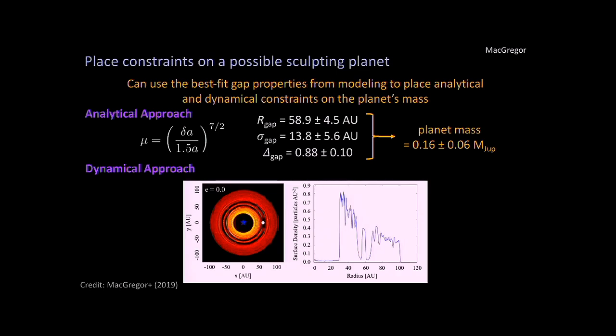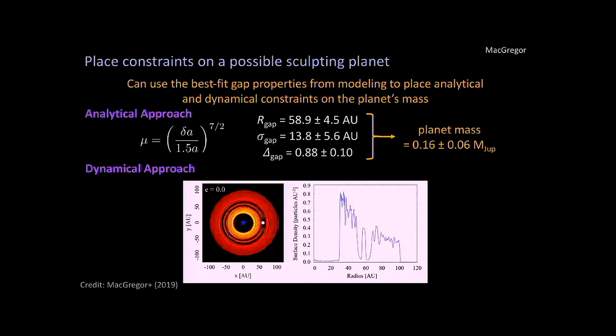What's causing that gap? If we interpret it as a planet, we can try and place some constraints on the planet and its orbital properties and its mass by modeling that gap structure. So the top is basically just taking an analytical approach where I model my gap, I have a radius for it, a depth, and a width, and I can pull out a planet mass.